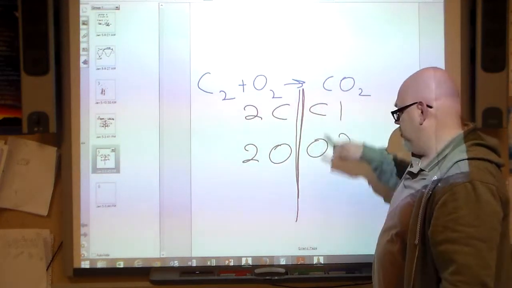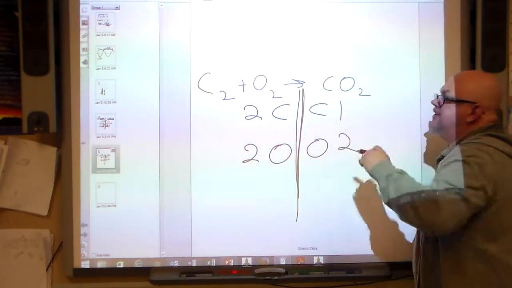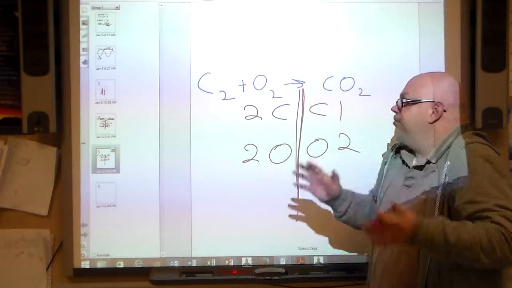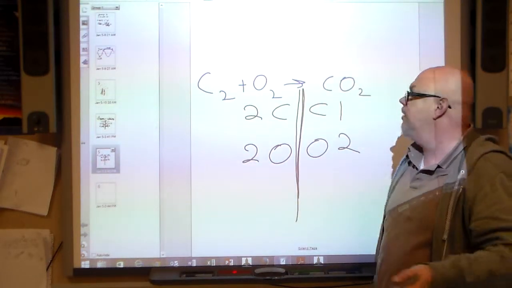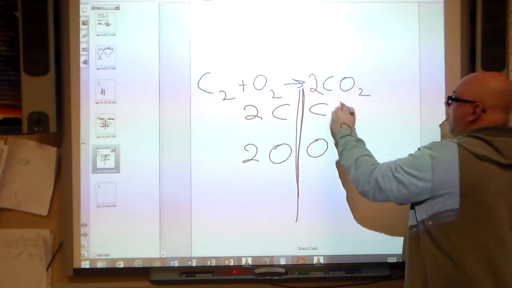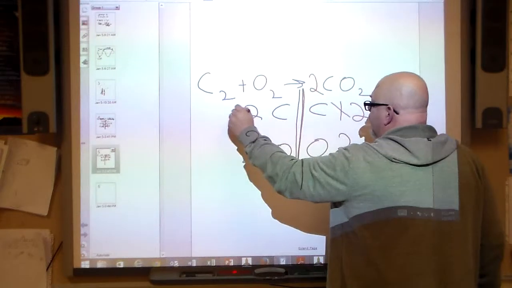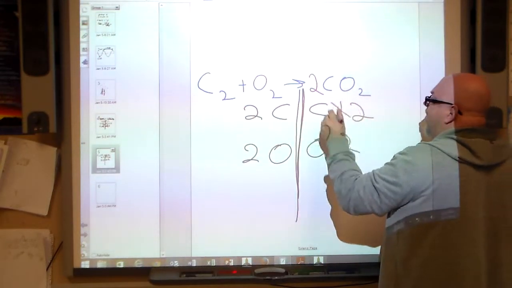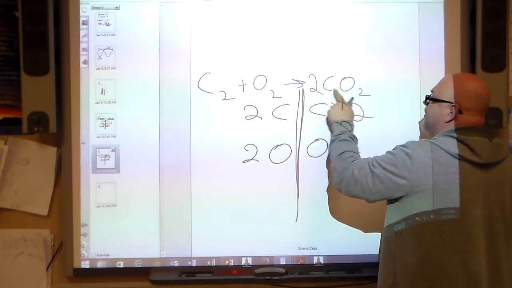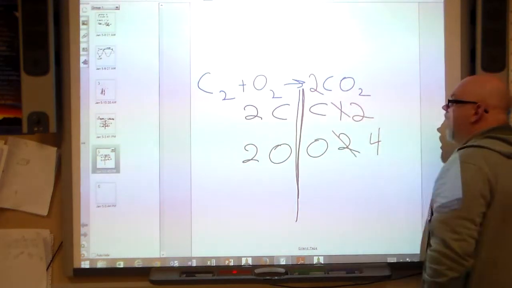We cannot put a 2 down here. That is not okay because then it's C2O2. That completely changes it. It's not CO2 anymore. So we're going to put a 2 here. All right, and we're going to cross that out and we're going to make this a 2. So now we have 2 carbons, but now it's also changed this because now it's 2 times 2 oxygens gives us 4 oxygens.